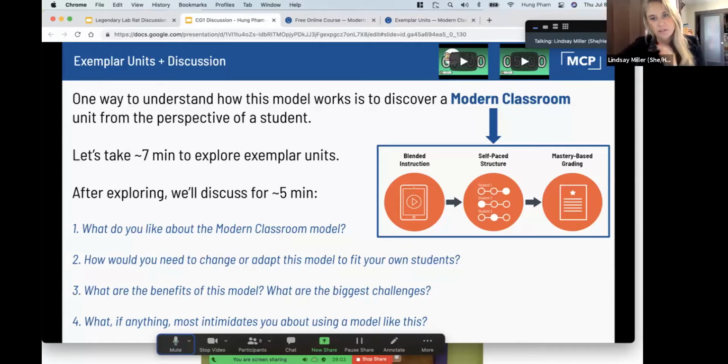One of the questions, at my high school, we don't have one-to-one technology for students. So for me, this wouldn't really be a possibility, because we have maybe 2 or 3 Chromebook carts for 13 science teachers.